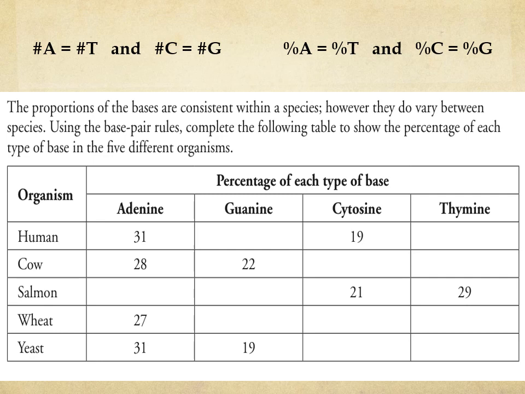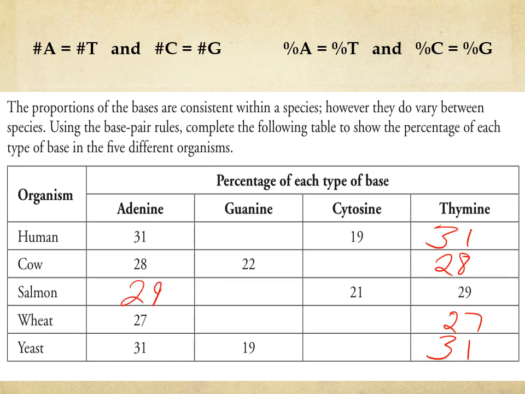One more like that. Once again, we've got a little table here. We want to fill in these numbers. So I'll just go quickly through this chart. It says that humans have 31% adenine, and if the adenine is 31, we know that thymine also must be 31, because A's and T's have to be the same. I'm going to go down to the cow and do the same thing. If cows have 28% A, they also have to have 28% T. Wheat has 27% A, so it has to have 27% T. And yeast has 31% A, so it has to have 31% T. Going kind of backwards, salmon has 29% T, so it also has to have 29% A.